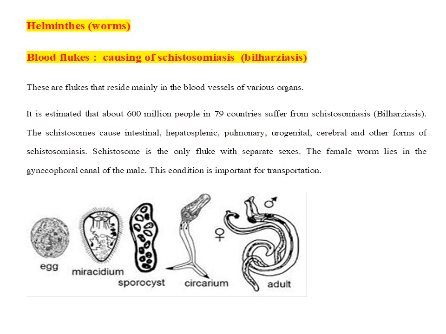Good morning, students. Today our lecture is about the parasites that infect our blood system or tissue. The helminths, the worms called blood flukes, cause a disease called schistosomiasis or bilharziasis. These flukes reside mainly in the blood vessels of various organs.